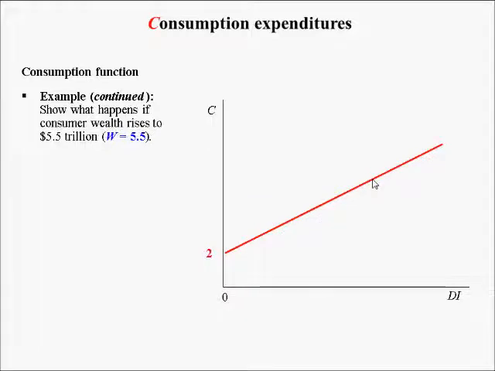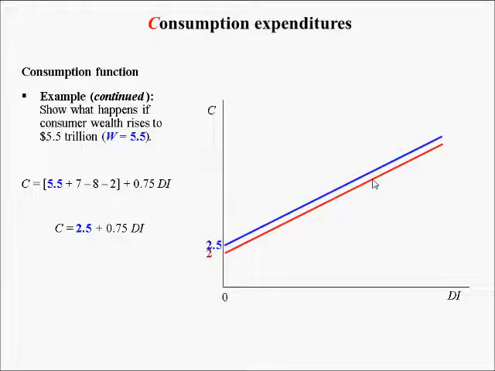So let's show what happens if the consumer wealth rises to $5.5 trillion. Wealth was 5, now it's 5.5. How does the consumption function shift? It shifts up from 2, where it was when wealth was 5, to 2.5 when wealth is now 5.5. Now notice it's a parallel shift because the slope doesn't change.